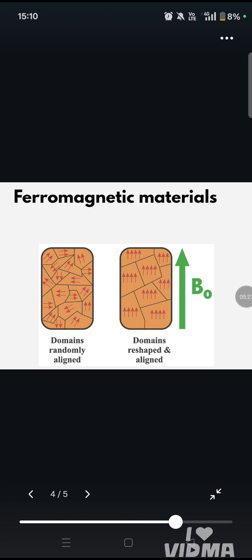Common examples of ferromagnetic materials include iron, cobalt, nickel. Applications of these materials are electric motors, transformers, magnetic storage devices, loudspeakers. Ferromagnetic is the strongest form of magnetization.